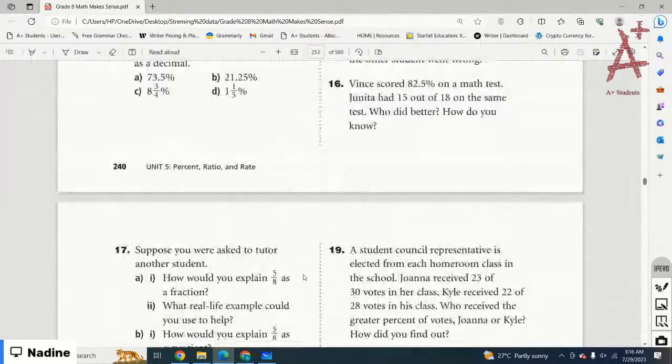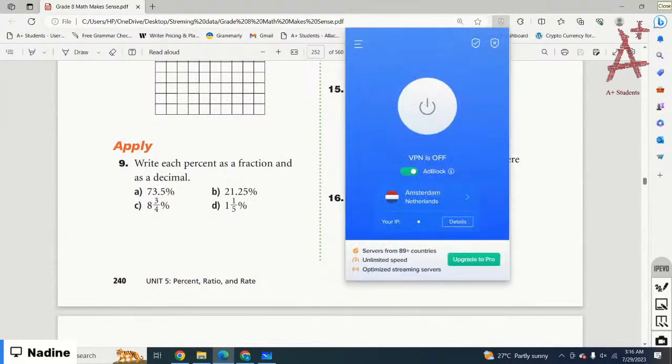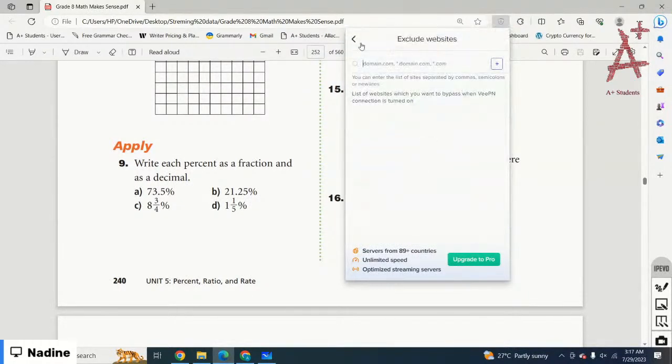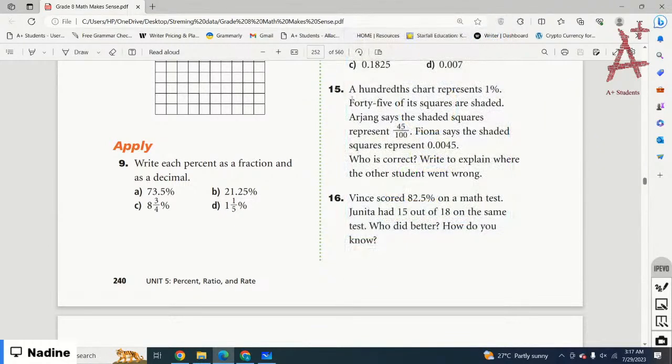So the important thing here is a hundred chart represents 1%. That means the hundred squares represent 1%, not the 100%. Got it? So that means Fiona is right, that you have to do 45 divided by 100 times 100 because one complete chart represents 1%. So it would be 0.0045. Fiona is right. Got it?